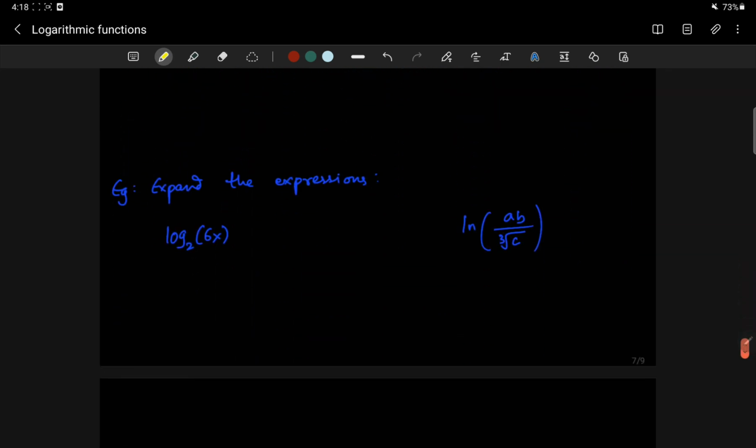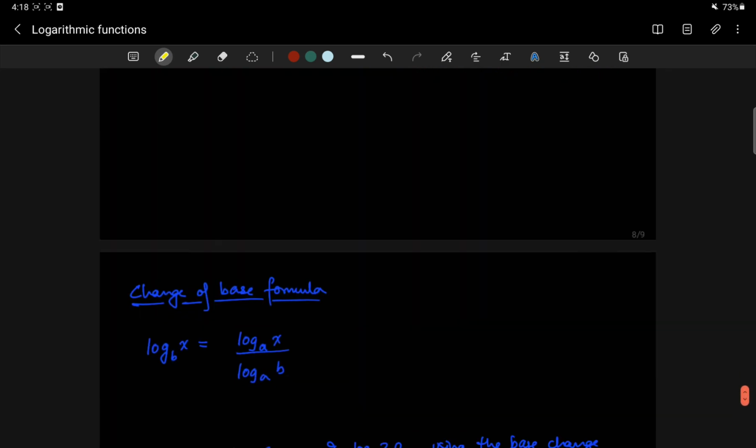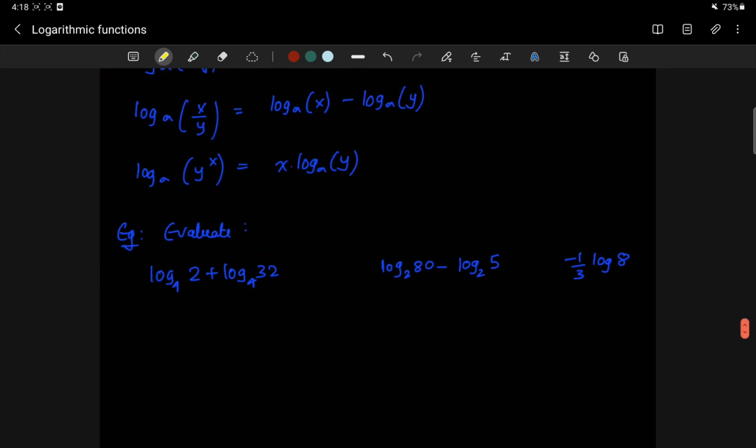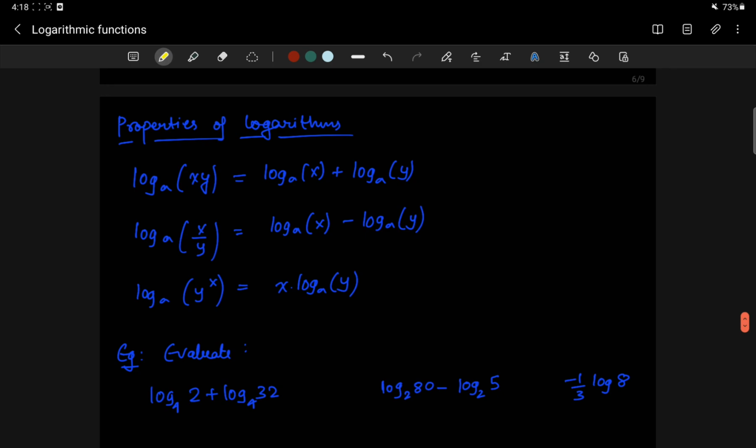Now the last bit that we have to do is properties of log and a change of base formula. So that's going to be in the next video. That's it for this video. Thank you.